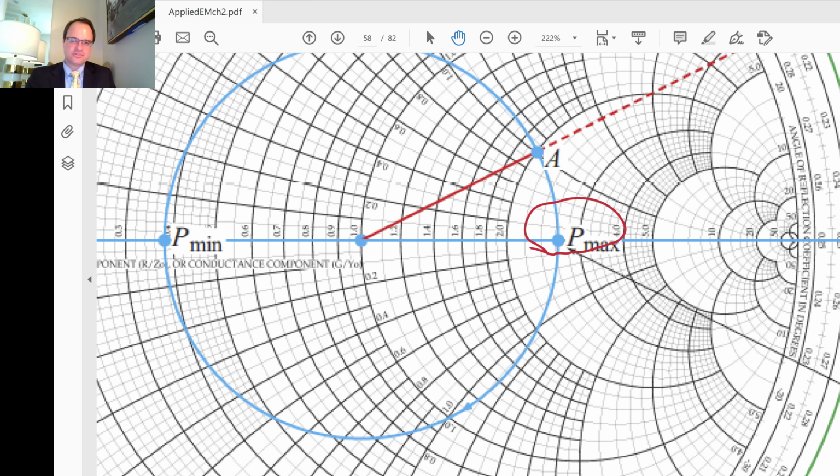So on this Smith chart, we have a lot of information: SWR, voltage maximum, voltage minimum. This is the location of voltage maximum along our line, voltage minimum along our line, reflection coefficient, impedance values, and everything.